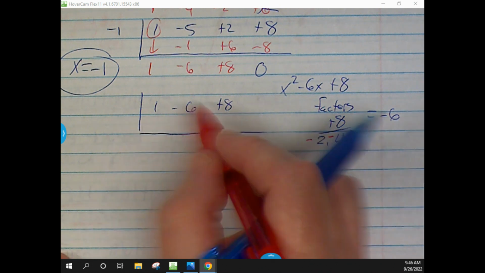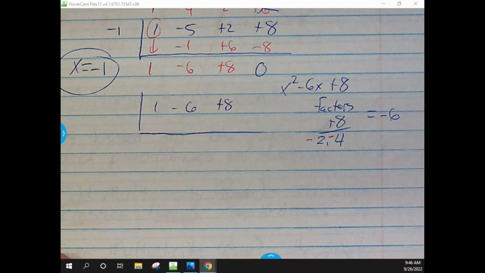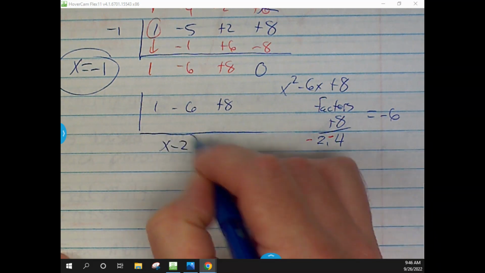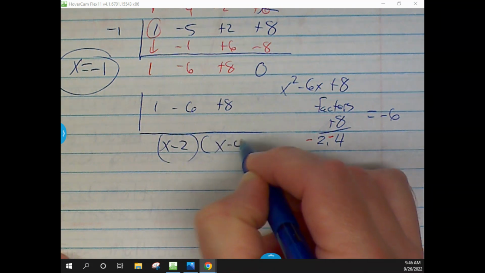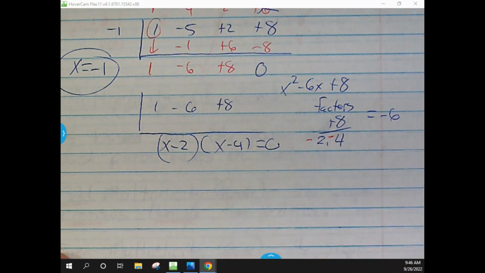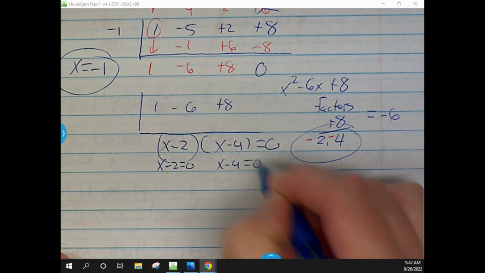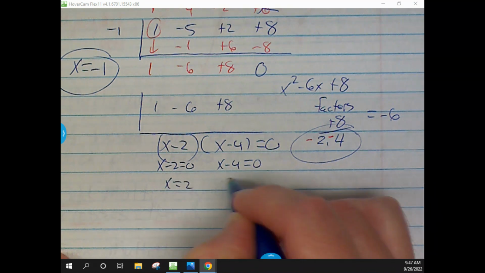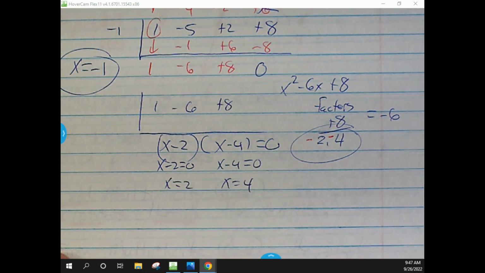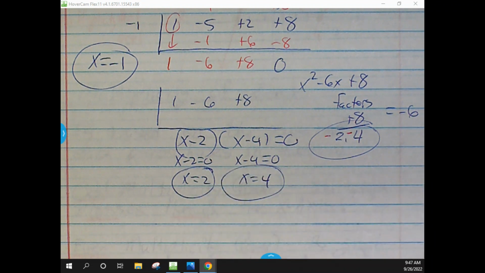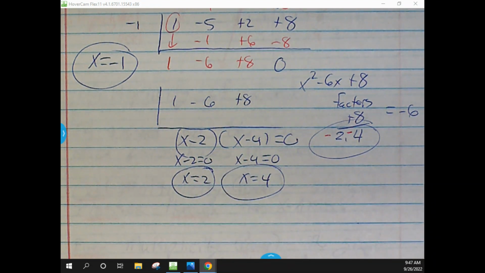So we don't have to keep doing synthetic division and guessing and checking, because now we know that x minus 2 and x minus 4 will work. And again, those are easy solutions because we're just going to change the signs. So now we got x equals 2 and x equals 4. And there's our 3 solutions that we're looking for.